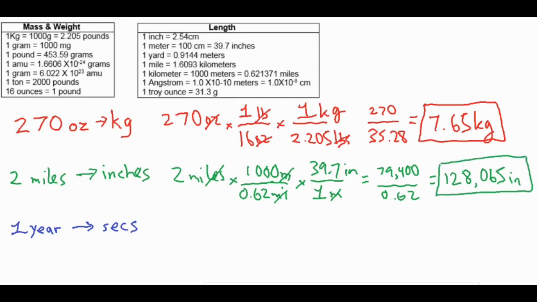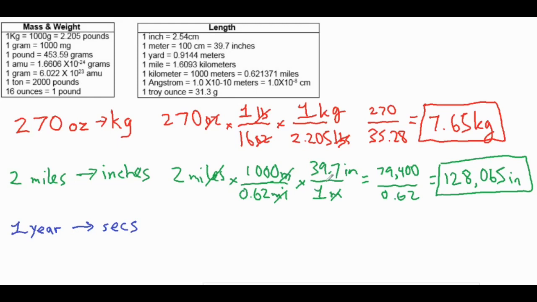Okay, so I went ahead and completed the problem. I went from miles to meters using this conversion over here. I just rounded off to 0.62. 0.62 miles equals 1,000 meters. I cancel out my miles, end up in meters. And then I use my meters to inches conversion over here. The 39.7 inches equals 1 meter.